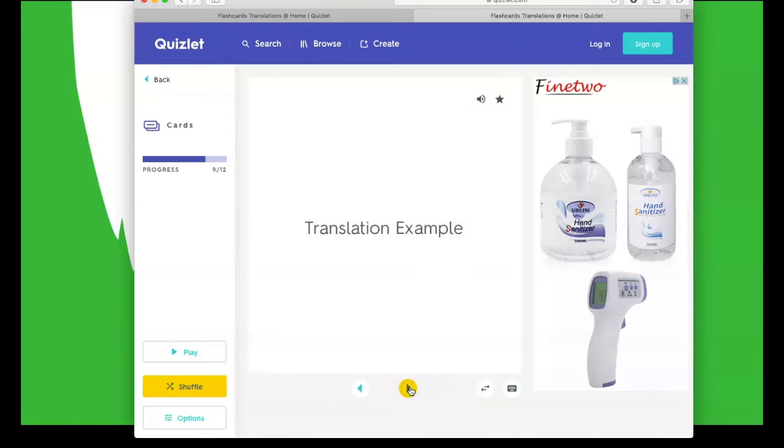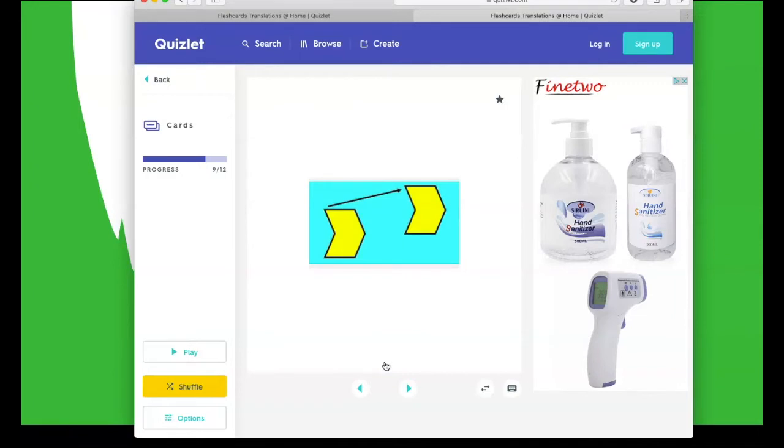Can you give me an example or draw an example of a translation? I would say draw an example. Anything you draw should be done. Perfect. Nice, easy slide. You could have drawn the first letter of your name and slid it over. That would have been a translation. Good.